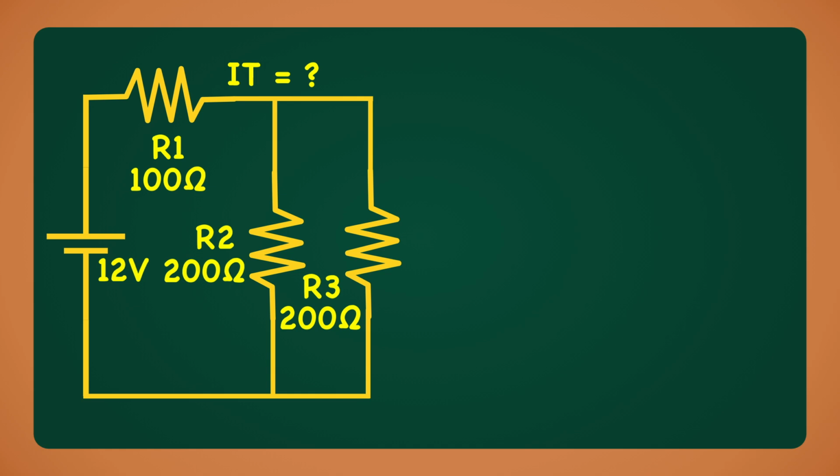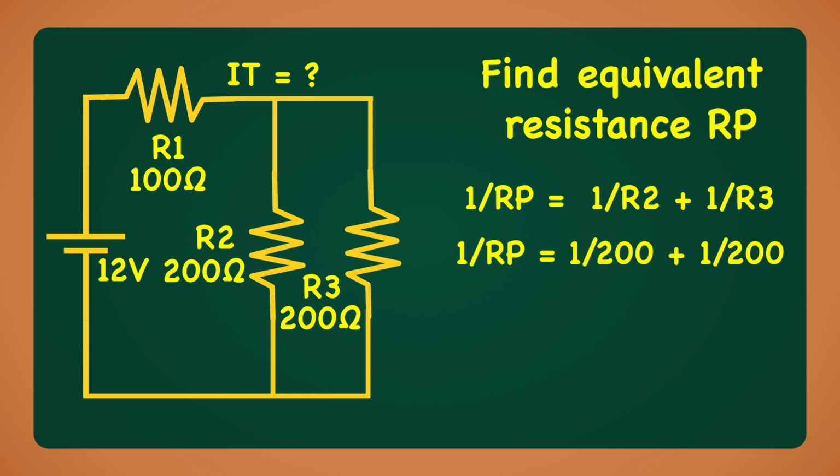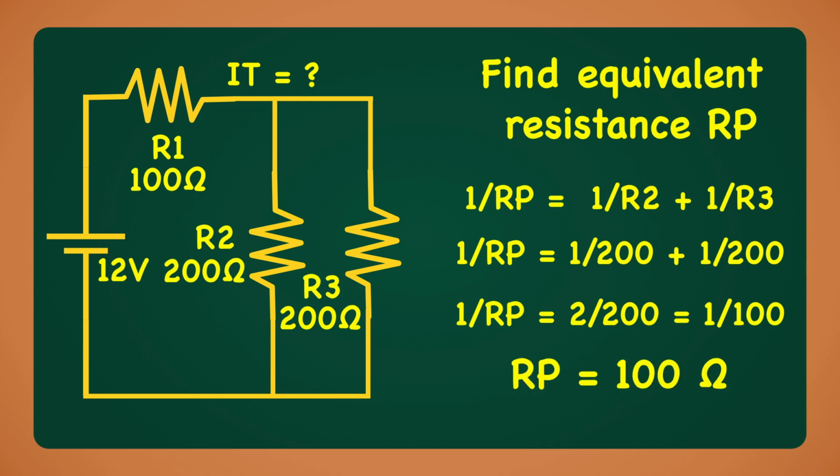In order to calculate the total current in the circuit, we must simplify the circuit. The first thing that we can do is calculate the equivalent resistance in the parallel resistors. We will call this equivalent resistance Rp. So let's get to it. The equivalent resistance of the two parallel resistors is 1 divided by Rp equals 1 divided by R2 plus 1 divided by R3. 1 divided by Rp equals 1 divided by 200 plus 1 divided by 200. 1 divided by Rp equals 2 divided by 200, or 1 divided by 100. Therefore, Rp equals 100 ohms.